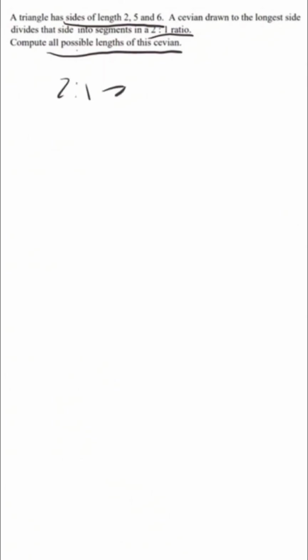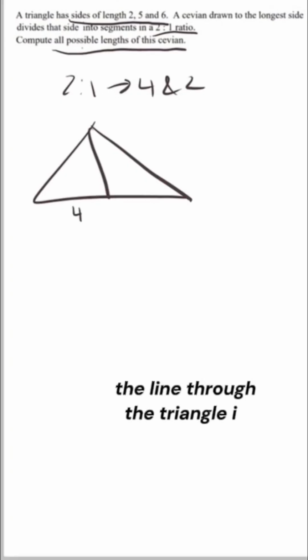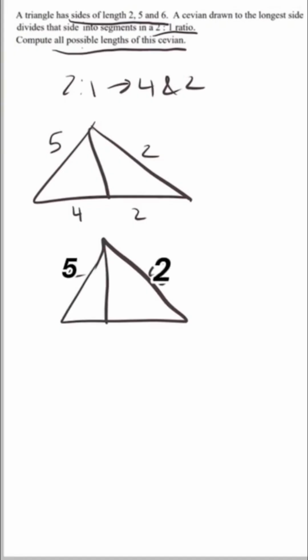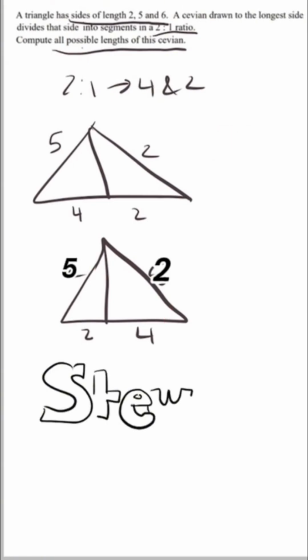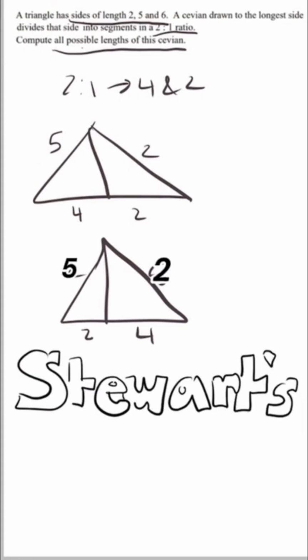So if the longest side, 6, is divided into a 2-to-1 ratio, that means it would be divided into 4 and 2. Then, drawing a diagram, we notice that we have 2 possibilities. The 4 is on the right or the 4 is on the left. However, there is simply no way we can find the length of this Cevian, right? We don't know any angles or anything about this. Well, let me introduce you to Stewart's theorem.